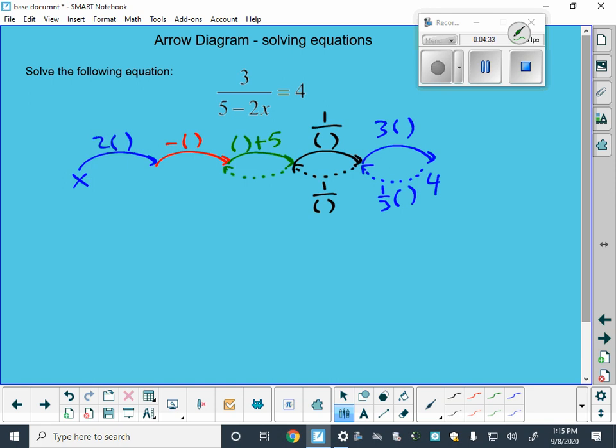Our additive identity is 0, so our additive inverse is -5. So if we add a -5 or subtract 5 there.